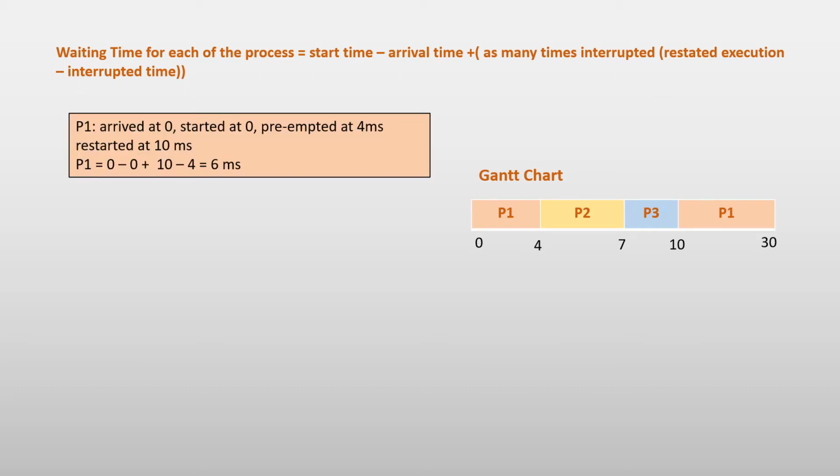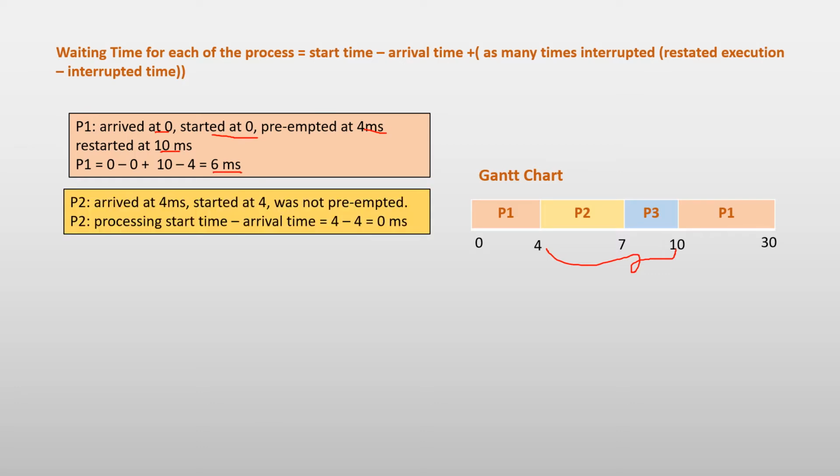In this case, P1 started at 0 milliseconds, but it had to wait for P2 and P3 to complete from 4 milliseconds to 10 milliseconds. So that's why we have to calculate its waiting time this way. Because it arrived at time 0 and started at time 0, the waiting time was not there at the beginning, but in between it had to wait from 4 milliseconds to 10 milliseconds. So this waiting time was 6 milliseconds.